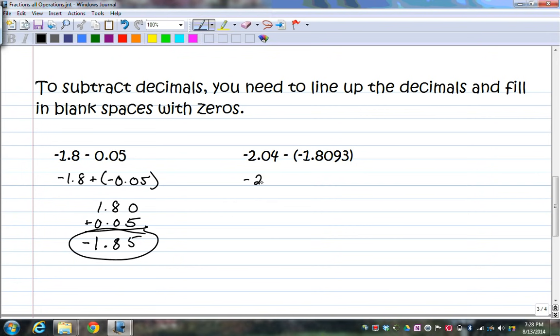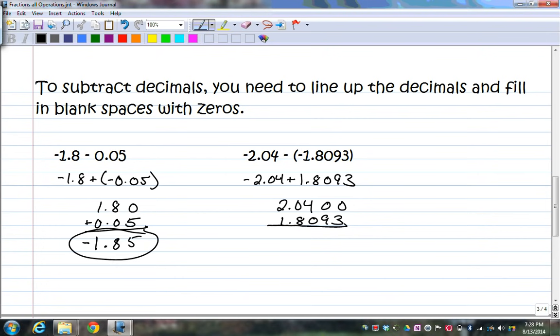Change it. Negative 2.04. Negative, or minus a negative becomes plus a positive. 1.8093. I'm going to put the bigger number on top. Yes, 2.04 is larger. It doesn't have as many digits, but 2 is greater than 1. And then I'm going to write this. I'm going to fill in the blanks here with zeros.